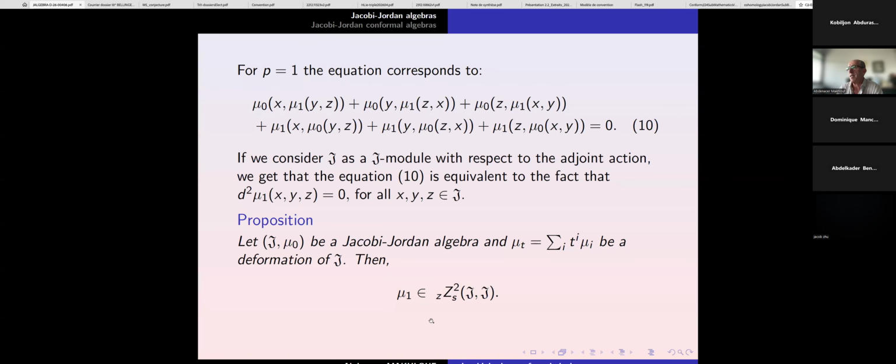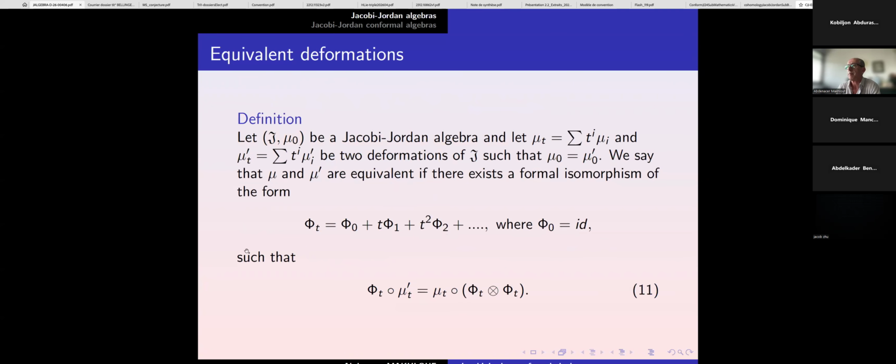Which means that this mu 1 here is a two cocycle. But since we assume that it is symmetric, then this mu 1 should be a symmetric two cocycle. Then the first term of the deformation is always a symmetric two cocycle.